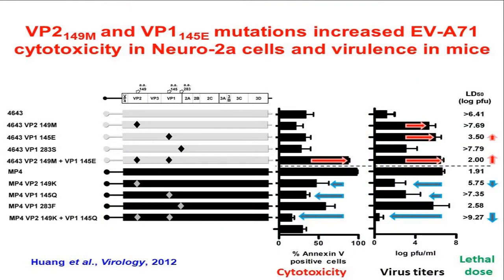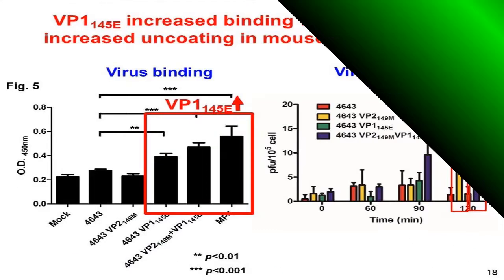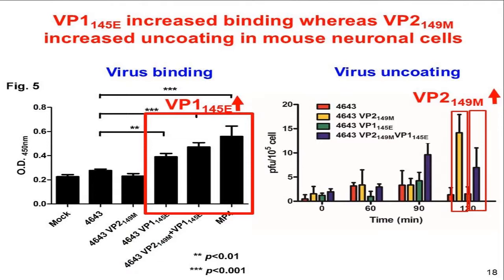When we compared the sequence of the capsid region, we found there were 2 positions, one in VP2 and one in VP1. The 4643 strain is our clinical isolate, and if we put the 2 substitutions in these 2 positions, you can see higher cytotoxicity, higher viral titer, and lower LD50. In contrast, for this mouse-adapted strain, if we change these 2 positions, you get lower cytotoxicity, lower titer, and higher LD50. So this indicates these 2 positions contribute to mouse virulence. The mechanism for 145 is probably due to virus binding: 145E increased the virus binding, and 149N increased the virus uncoating.